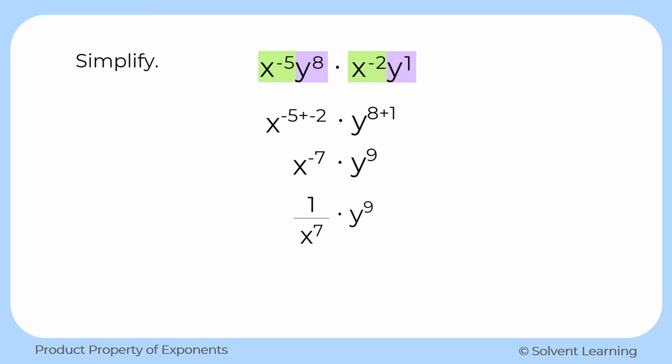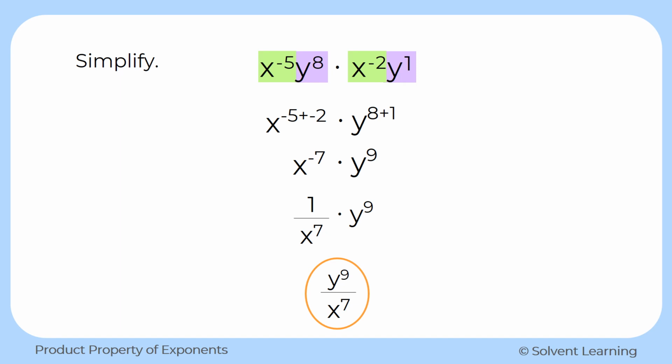Now we can multiply these together so that we can see them all as one expression. So when we're multiplying a fraction times an expression that's not a fraction, we multiply the numerator times that other part. So we're going to have 1 times y to the 9th power as our numerator over x raised to 7. So our final answer would simplify to just y to the 9th power over x to the 7th.